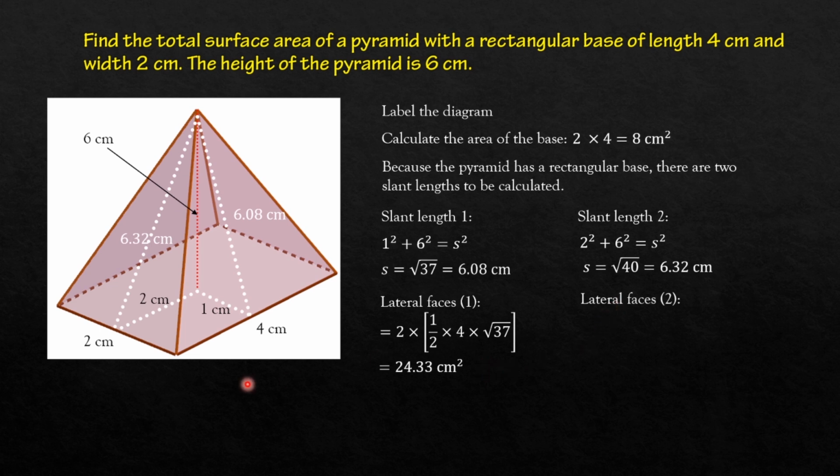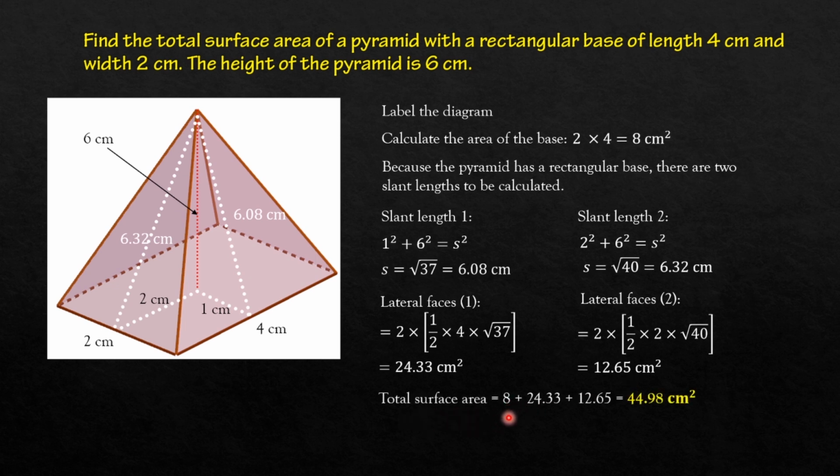For lateral faces 2, we do the same. We have 2 faces, this face here, and also the back face here. And they are the same size again. So 2 times a half times the base, which is 2, times the height, which is root 40, or 6.32, and we'll get 12.65 for the total of those lateral faces.